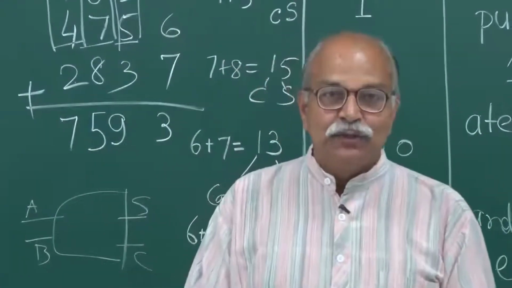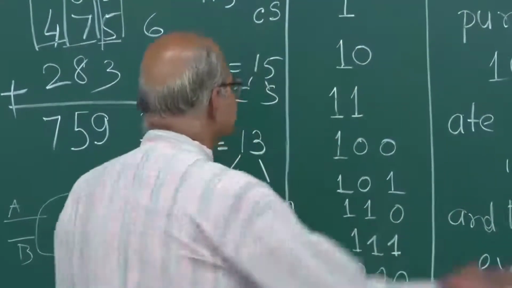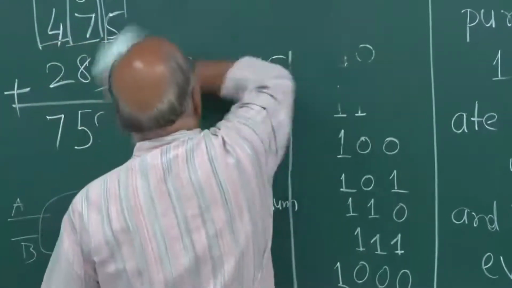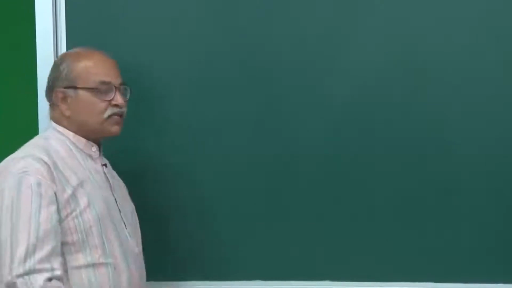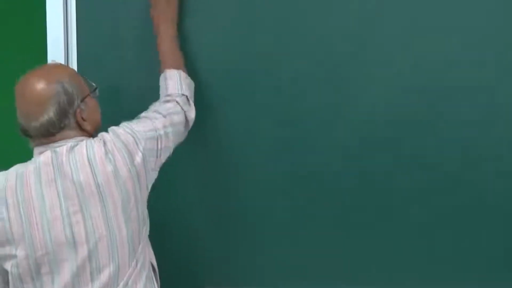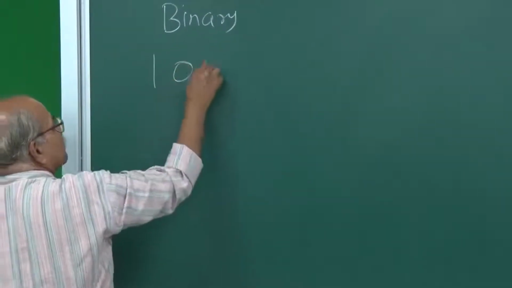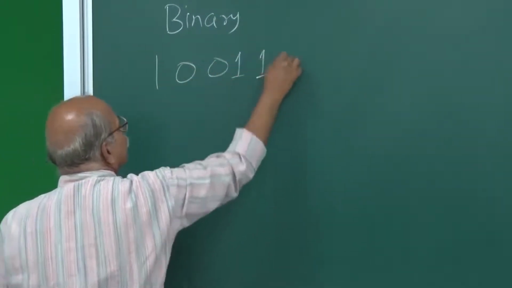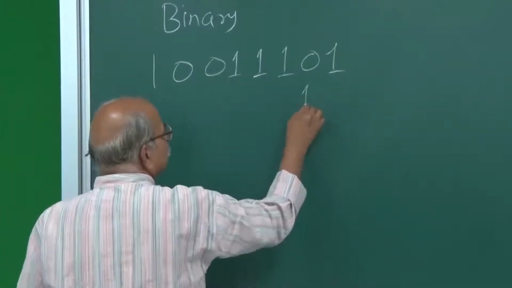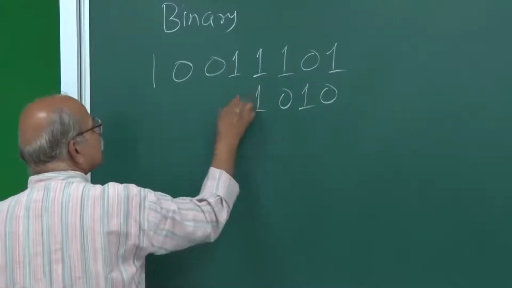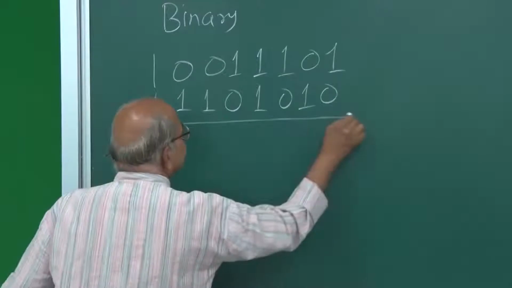So let me do an addition of two numbers written in the binary system. So let us take two numbers in the binary system. I have two numbers, let's say 1 0 0 1 1 1 0 1, and the next number could be 1, 0, 0, 1, 0, 1, 1, 1, like that, and we have to add.